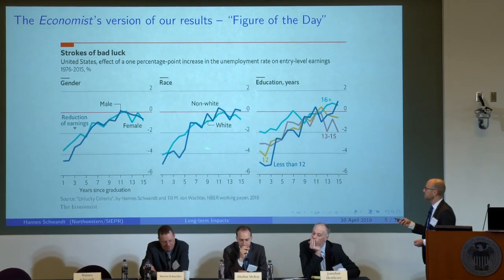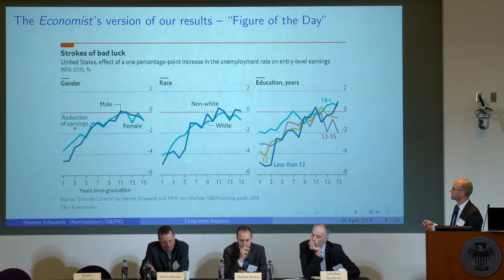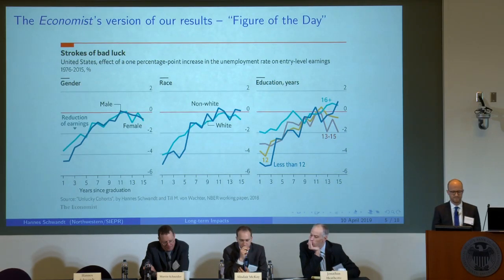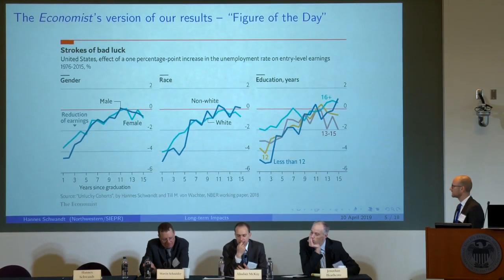In the middle, we compare whites and non-whites. It's a little bit difficult to see, but in general, non-whites have stronger effects in terms of earnings losses, but also in terms of all kinds of other outcomes that we analyze.